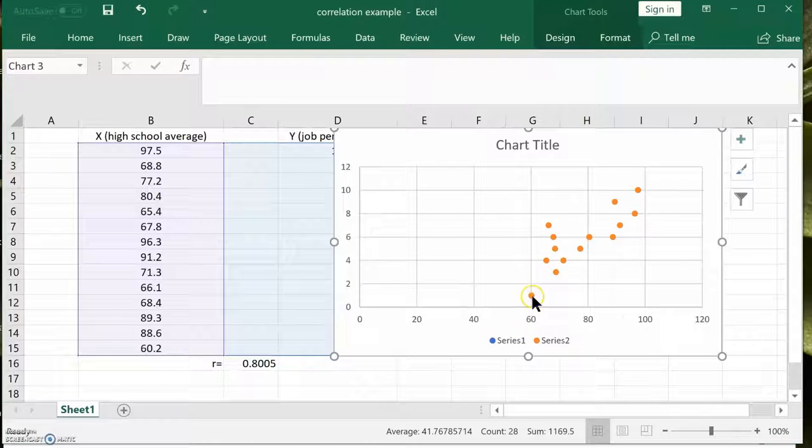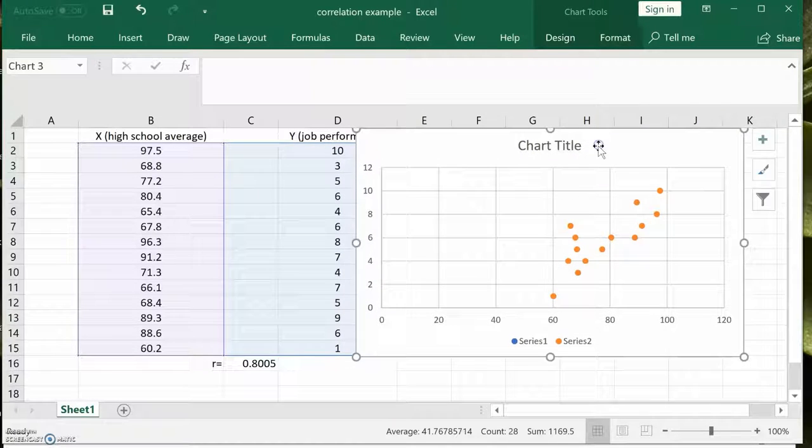Here's the person that was the one whose performance was a 1. See the person with a 1? Whose high school average was 60. That was the lowest high school average. And look at the person up here with the highest performance of 10. And that's the person with a 97.5 average. See the person with 97.5 and a 10 performance? This point. Every point is accounted for.